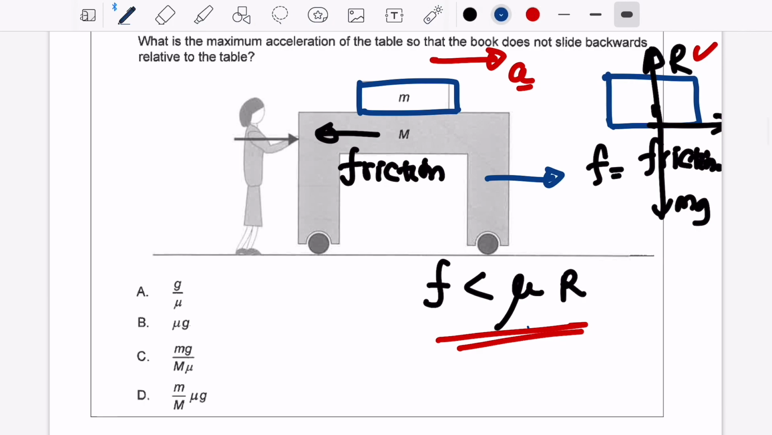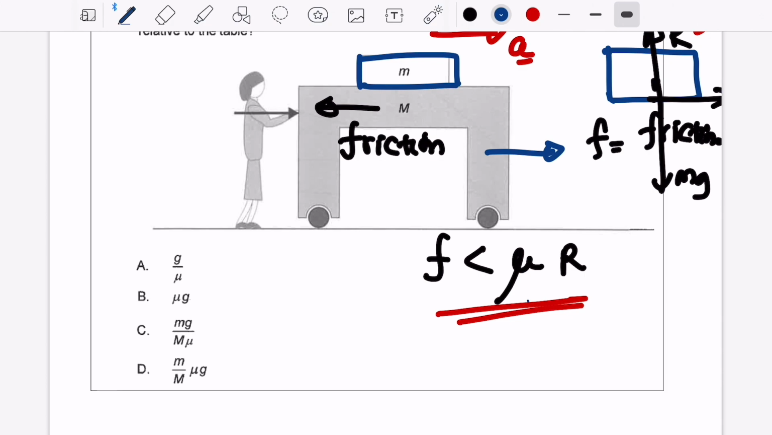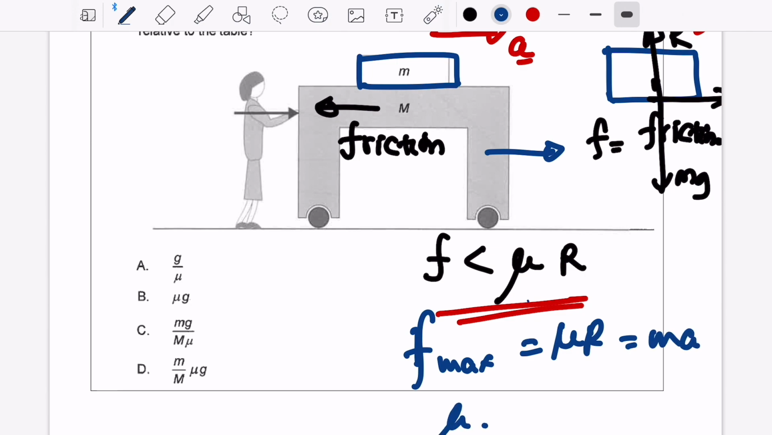So the force should stay below the maximum friction force. So F maximum is mu R, right? Should be the ma. So mu R, that is mu mg, is ma. This one cancels. A equals mu g.